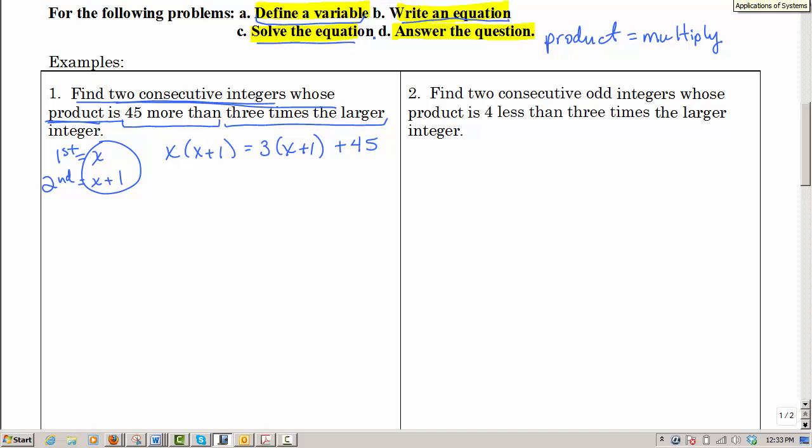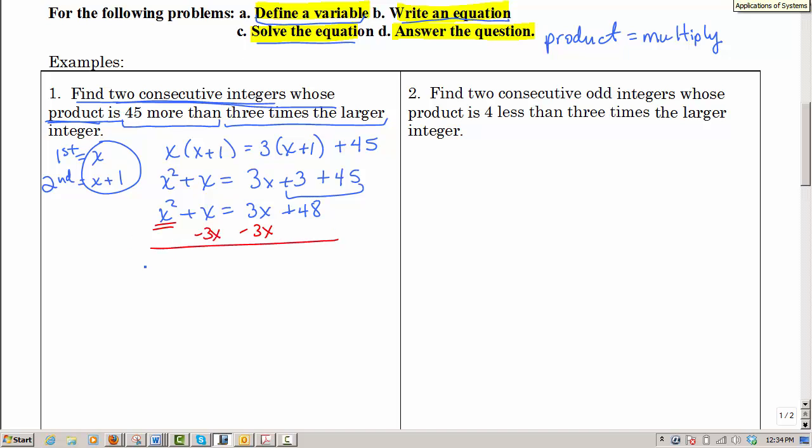Now I need to solve the equation. And remember, these are going to lead to quadratics, meaning we're going to have to factor. So let's multiply those out. We're going to collect like terms. That's 48. And now if it's quadratic, I need to set it equal to 0. So I like to keep my x squared positive. I'm going to subtract 3x from both sides. Still need to set it equal to 0, so I'm going to subtract 48.